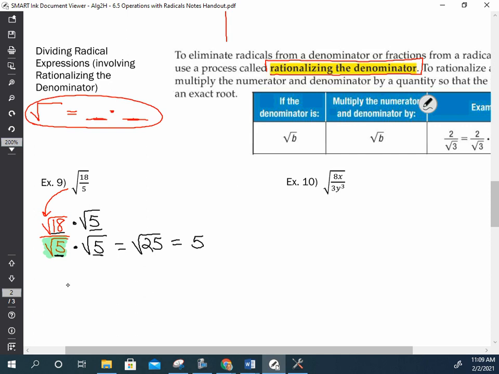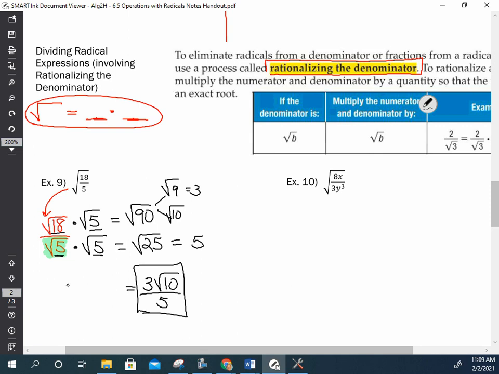So 18 times 5, square root of 90. 90 can be broken up into 9 times 10. The square root of 9 is 3. The square root of 10 stays. So your answer is 3 square root of 10 over 5. That's it. Problem over.